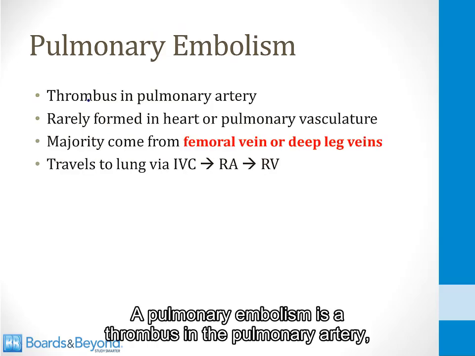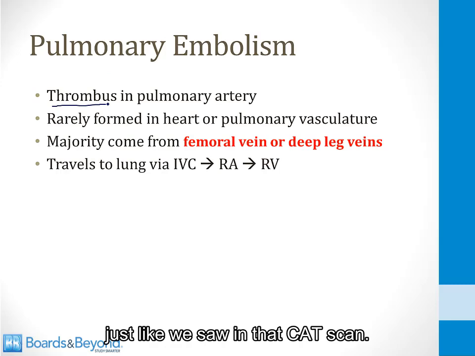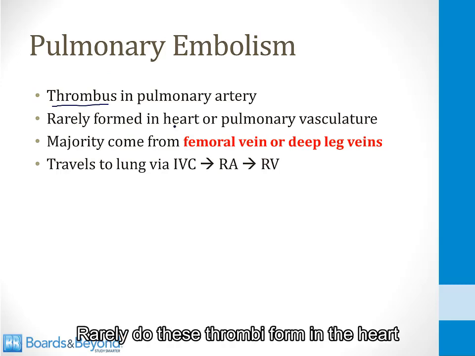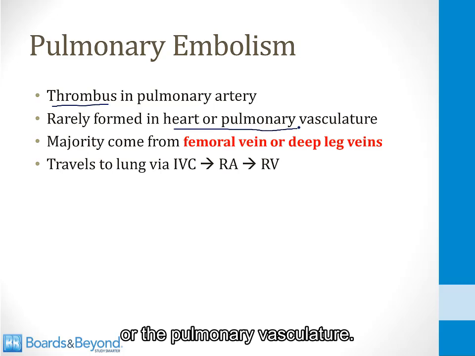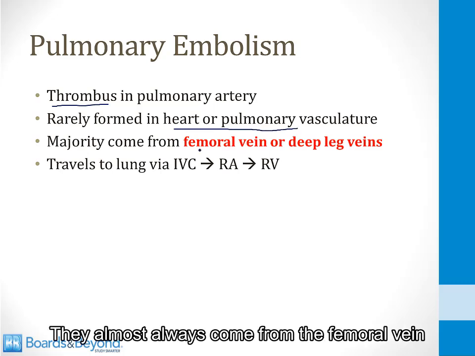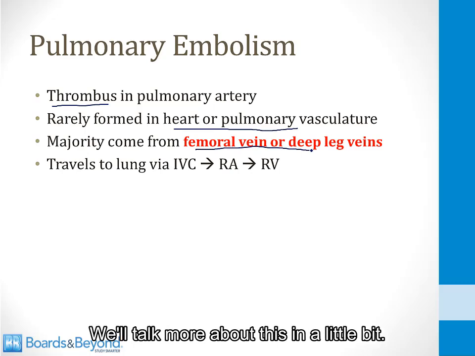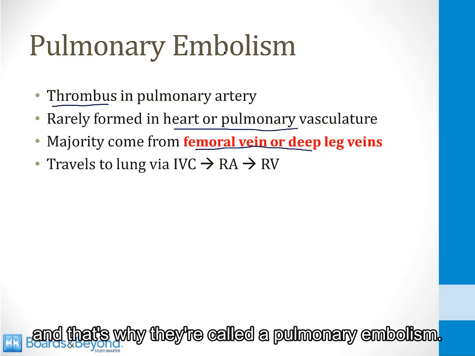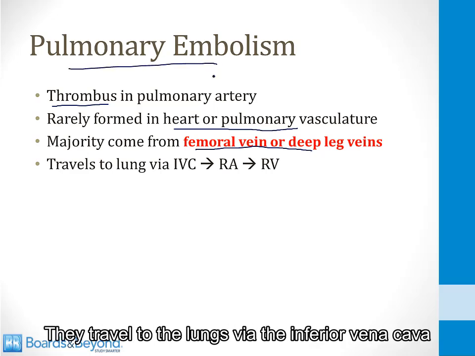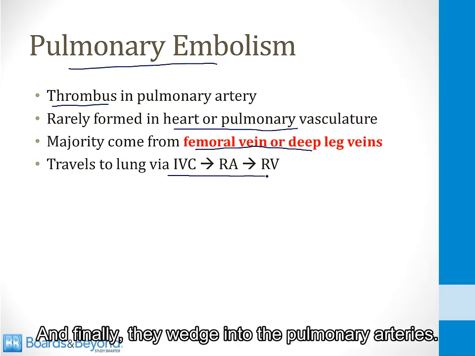shock. A pulmonary embolism is a thrombus in the pulmonary artery, just like we saw in that CAT scan. Rarely do these thrombi form in the heart or the pulmonary vasculature. They almost always come from the femoral vein or another deep vein in the leg. We'll talk more about this in a little bit. They then embolize to the lungs, and that's why they're called a pulmonary embolism. They travel to the lungs via the inferior vena cava to the right atrium, to the right ventricle, and finally they wedge into the pulmonary arteries.